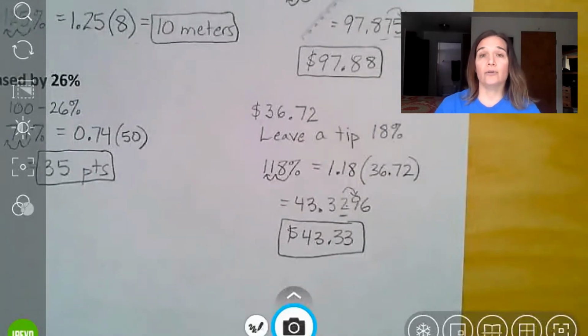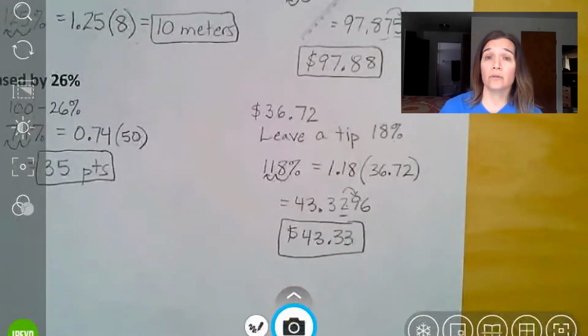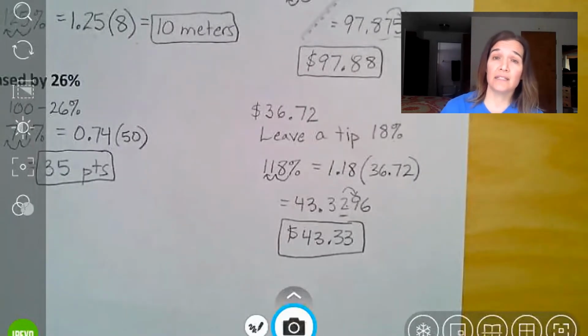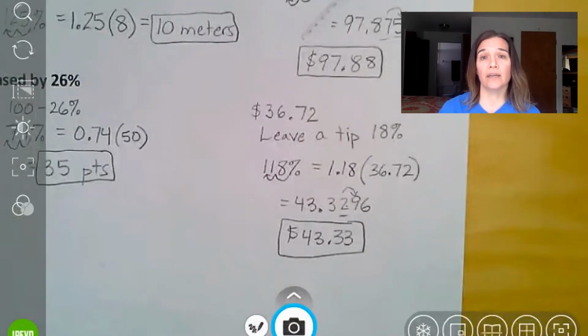So this is how you use markups, discounts, taxes, tips, all of those things. Just decide if it's a markup or a markdown. If it's a markup, add the percent to 100 and multiply by the number. If it's a discount, you subtract that number from 100 and multiply it by the number they gave you.